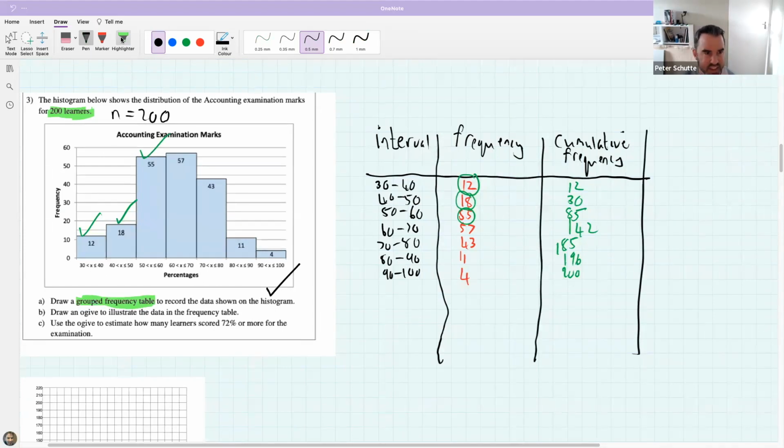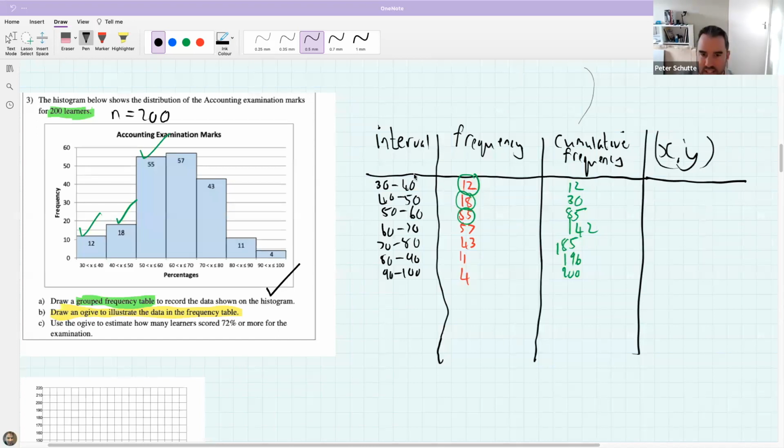The next thing is I need to draw an ogive to illustrate the data. Now, before I can do my ogive, what is the extra column I need in this table to help me? What extra column do I need before I can go ahead and draw my ogive? Not the midpoints. No, remember, it's going to be the XY column, although it's basically the points in the ogive.